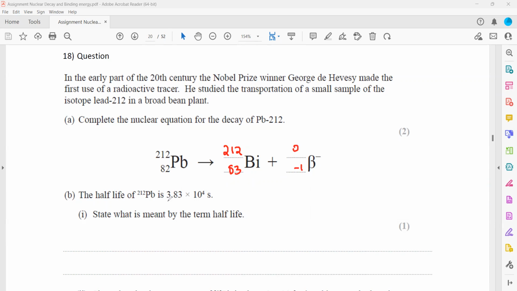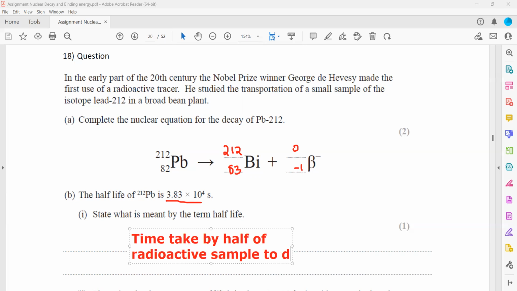The half-life of lead is 3.83 × 10^4 seconds. What is meant by the term half-life? Half-life means the time taken by half of the radioactive sample to decay. How much time will half of the radioactive sample take to decay or to become stable? That is known as the half-life. So, the time taken by half of the radioactive sample to decay, that is what refers to half-life.